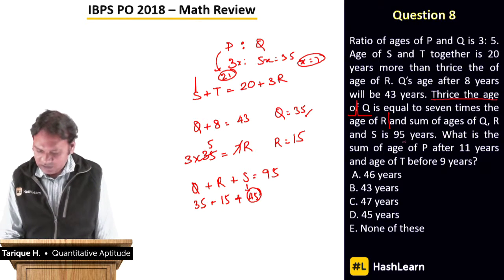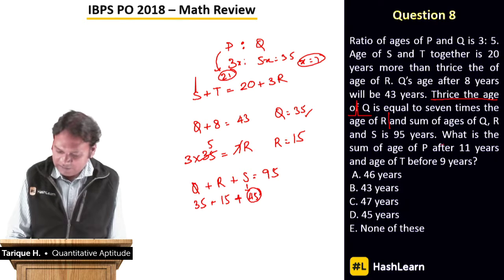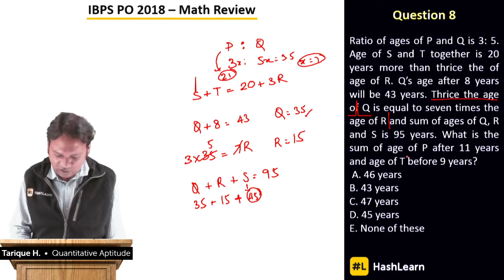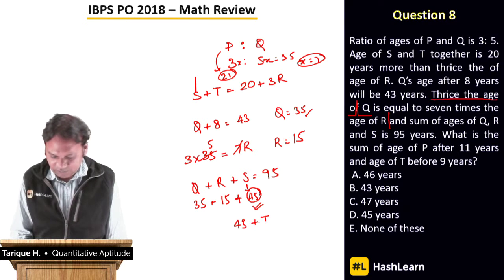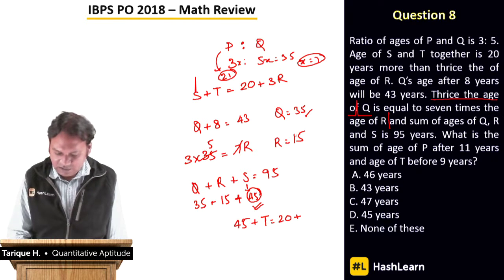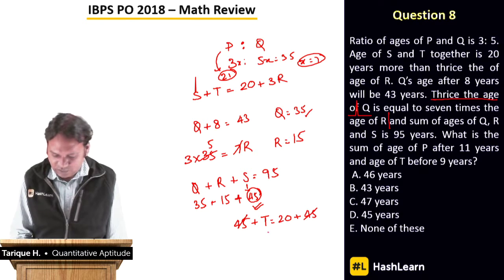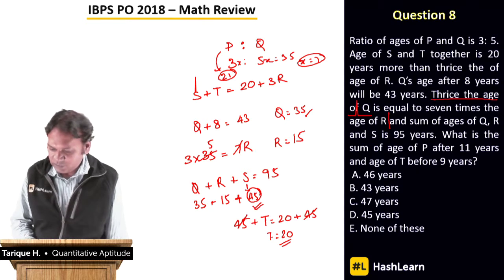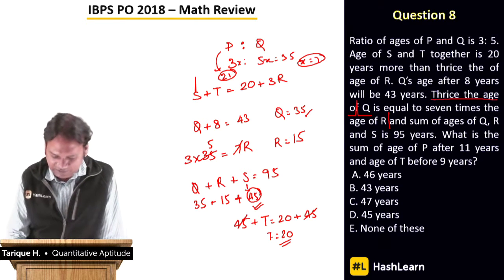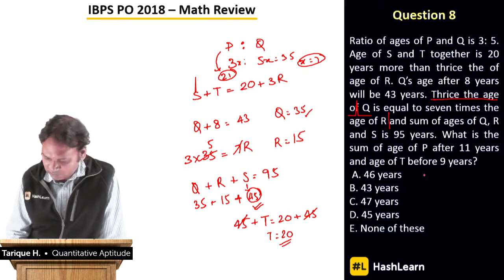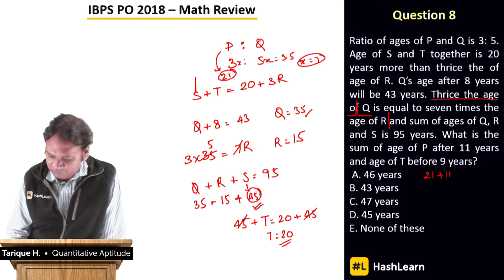So we have got S. What is the sum of age of P after 11 years and age of T before 9 years? Now we have to find out the age of T. We know age of S is 45. So 45 plus T is equal to 20 plus 3R, and 3R means 45. So 45 plus 20, that means the age of T is 20 years. What is the sum of age of P after 11 years? Right now the age of P is 21. So 21 plus 11, and age of T before 9 years.